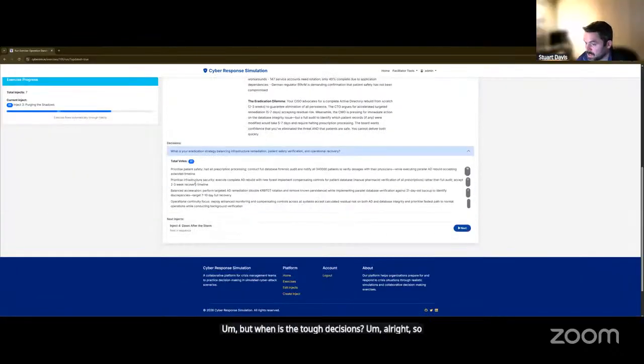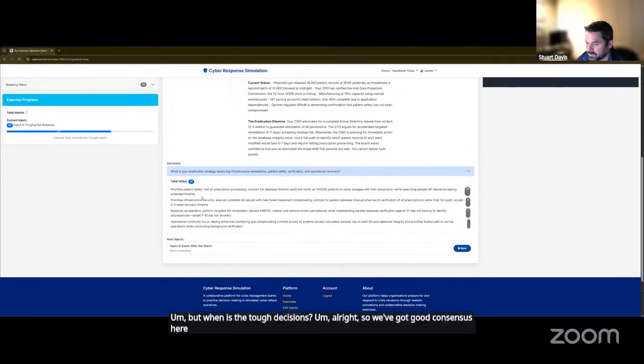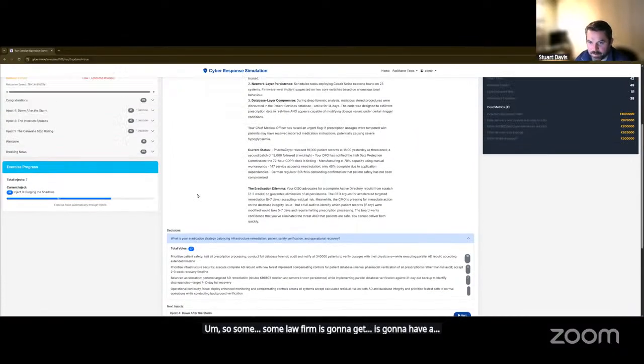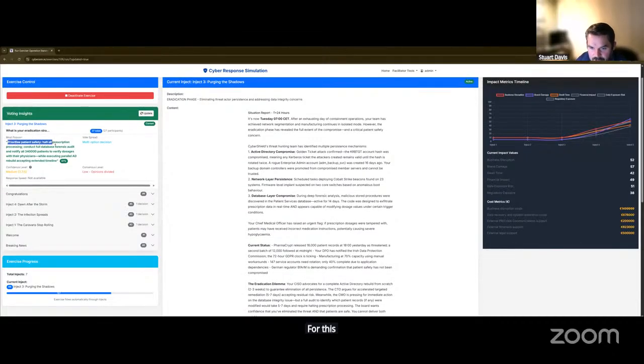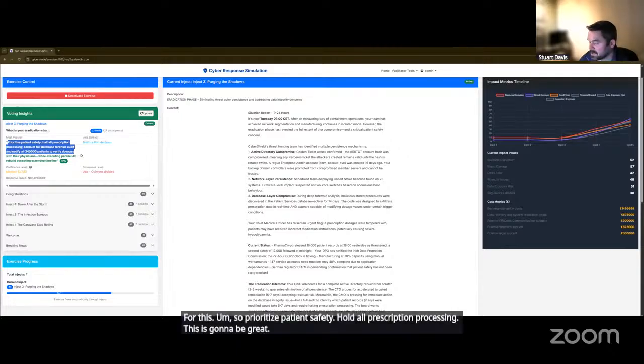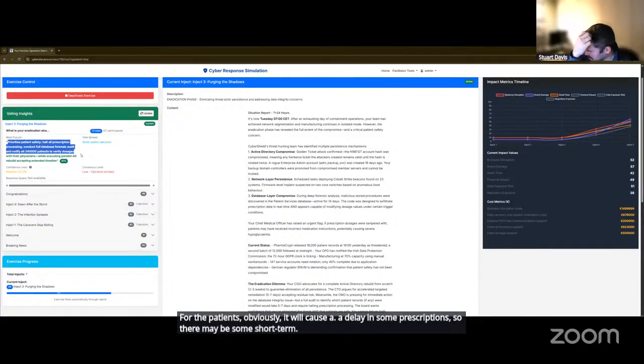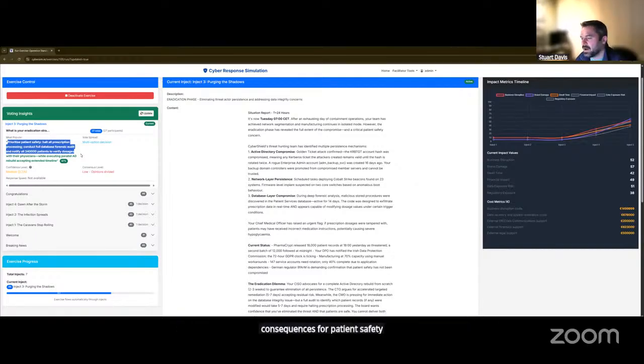So we've got good consensus here. I like it. Some law firm is going to have a 7-figure bill for this. So: prioritize patient safety, halt all prescription processing. This is going to be great for the patients. Obviously, it will cause a delay in some prescriptions, so there may be some short-term consequences for patient safety, but it's going to be transparent, and it's something the business can say we did in the best interest.